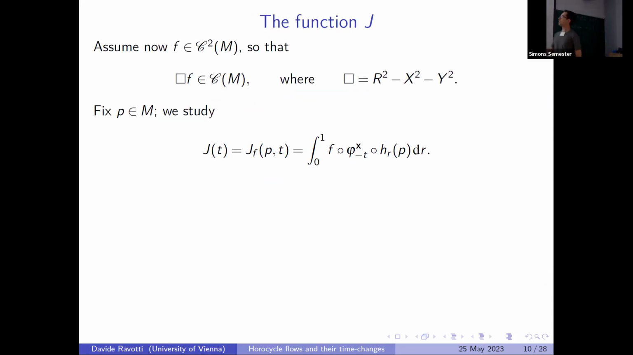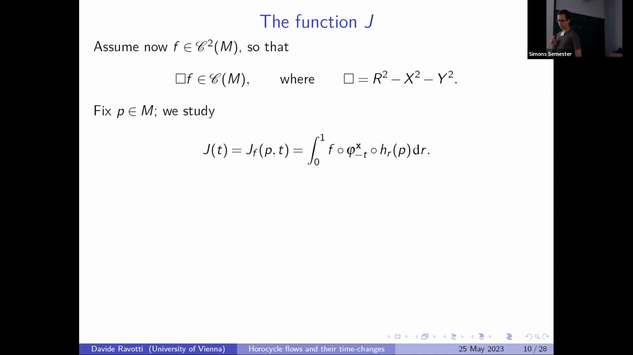Let us take now not just a continuous function, but a twice differentiable one. If it's twice differentiable, and I apply the Casimir operator that we just defined, I get a continuous function. Recall that the Casimir operator was the second derivative in the r direction minus the second derivative in the geodesic direction minus the second derivative in the y direction. Now I fix my initial point, and I want to study my function j, where I think of the function as fixed, a C2 function, and the point p as fixed. So I see it just as a function of t, just as a function of time.